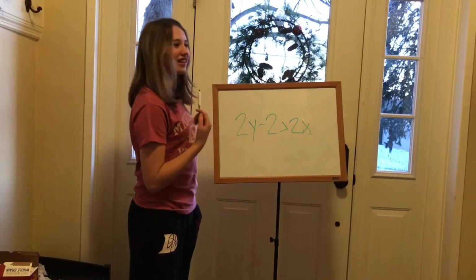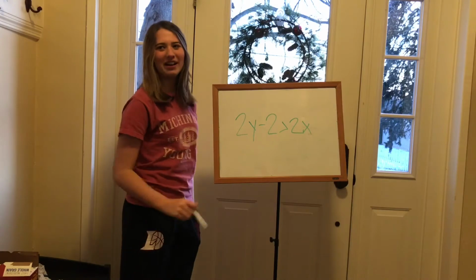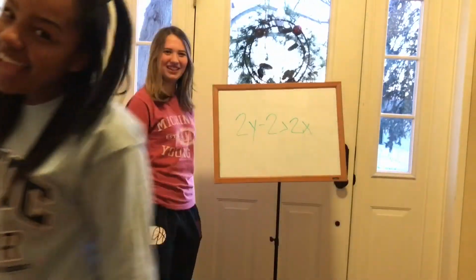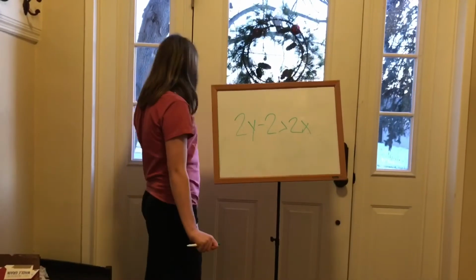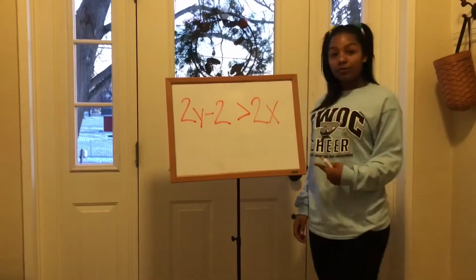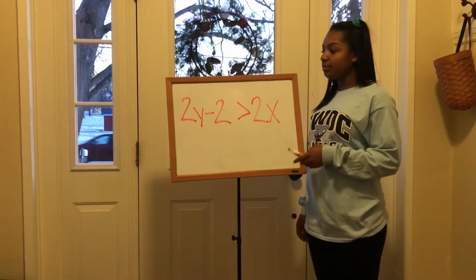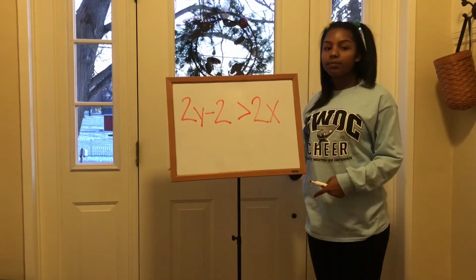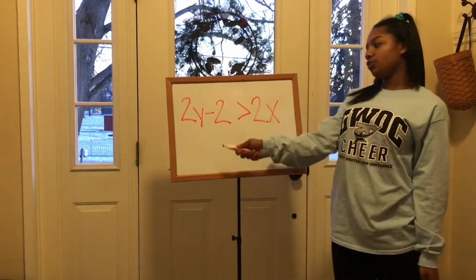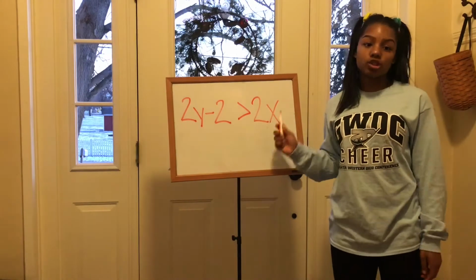We are going to be graphing this inequality on a coordinate plane. It's not over yet. To solve for an inequality, it's the same beginning step. Just this time you're going to solve for y. So here's an example. 2y minus 2 is greater than 2x.